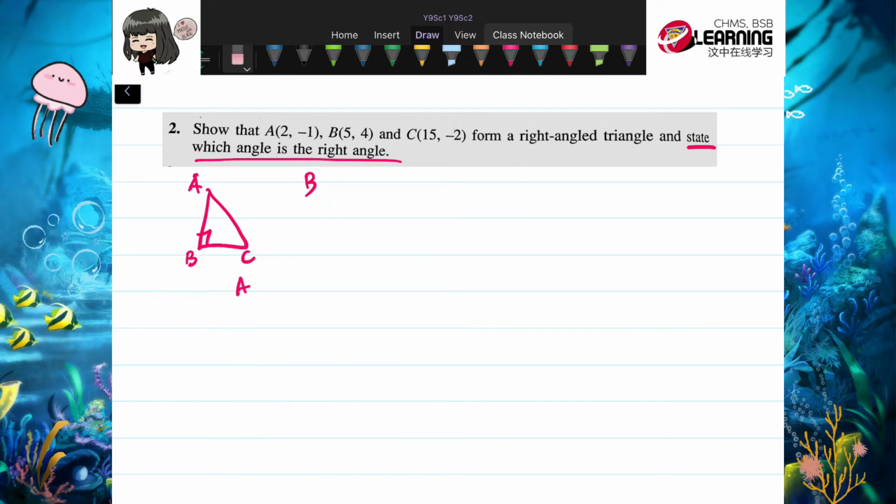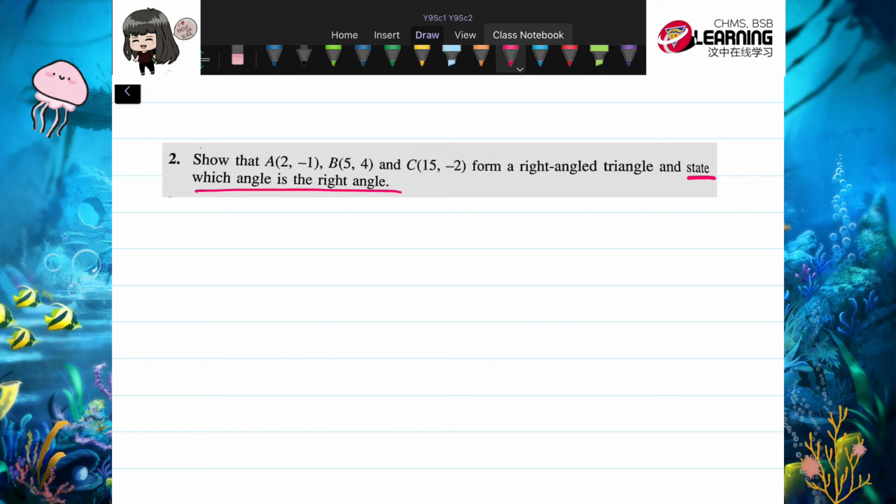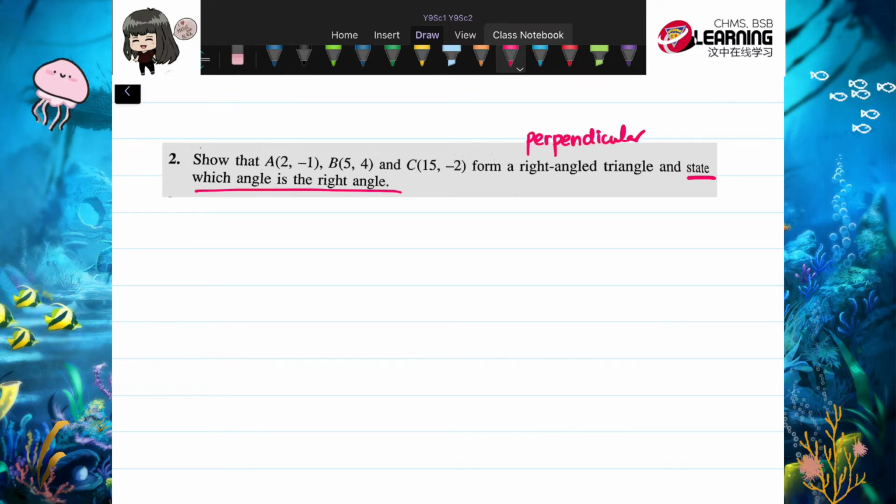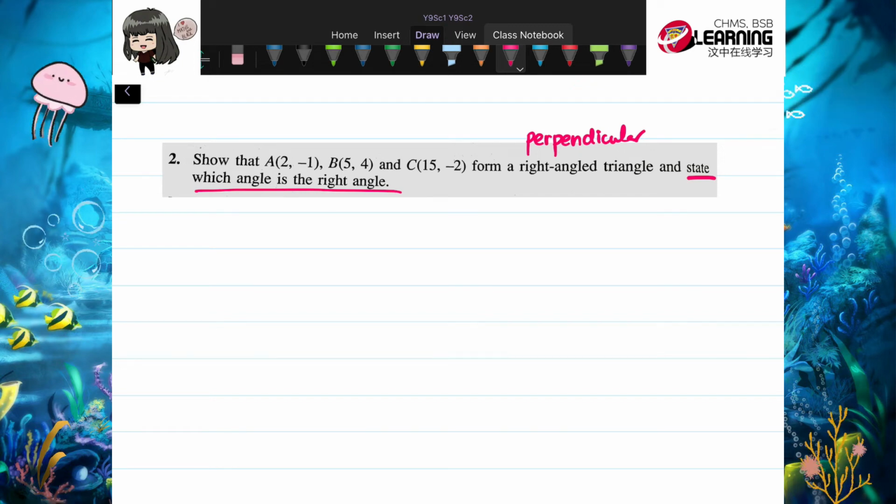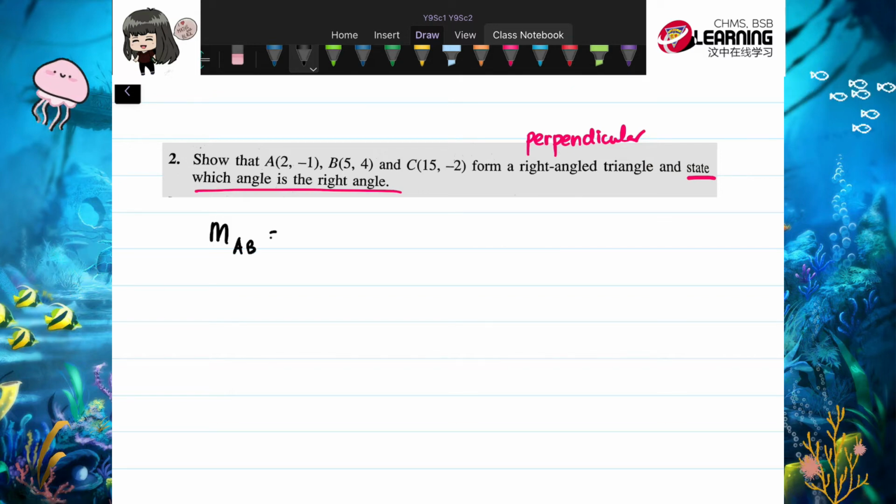We know that another word for right angle is perpendicular. So whenever you see perpendicular, you must think of the negative reciprocal, or m1 times m2 equals negative 1. In this case, I find the gradient for AB first, then the gradient for BC, and the gradient for AC, and see which two gradients are negative reciprocal to each other.